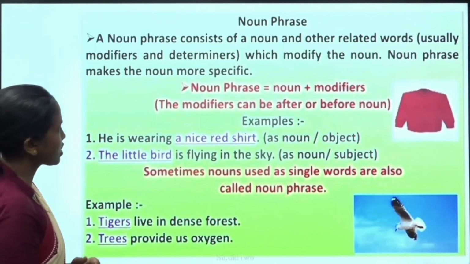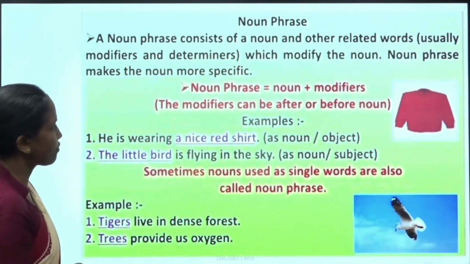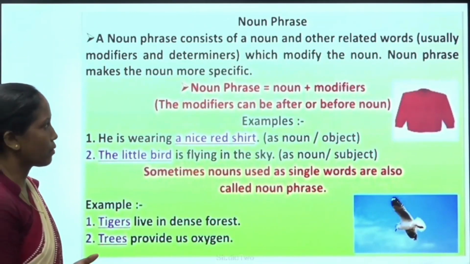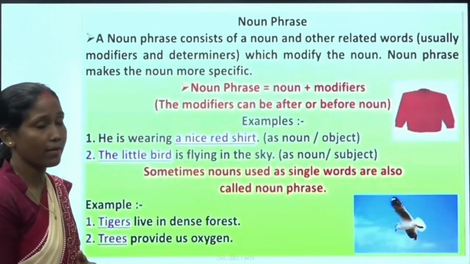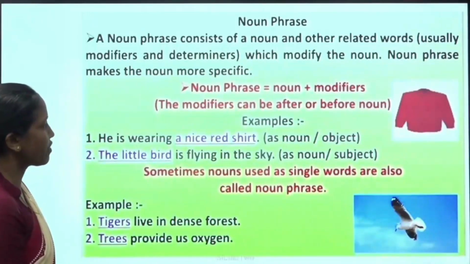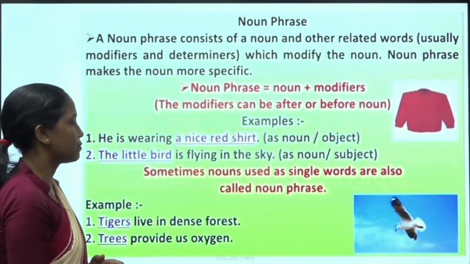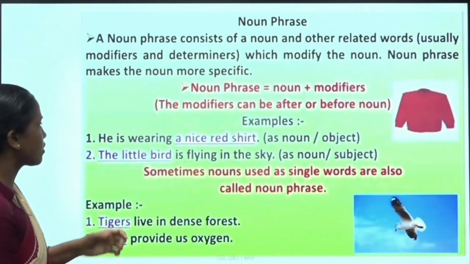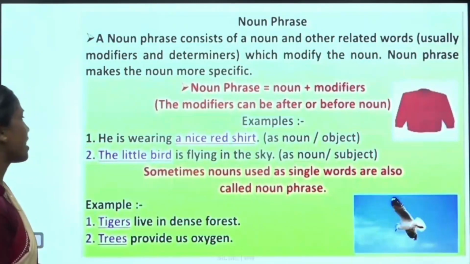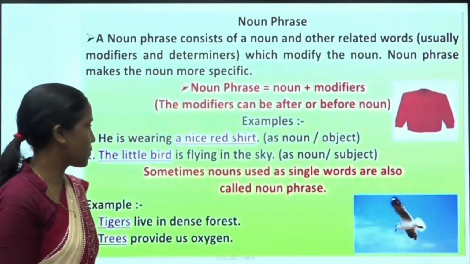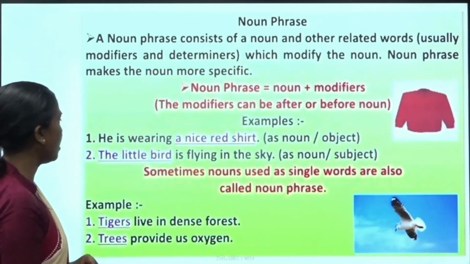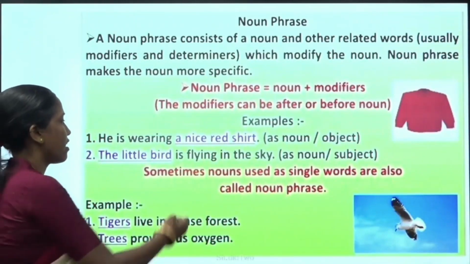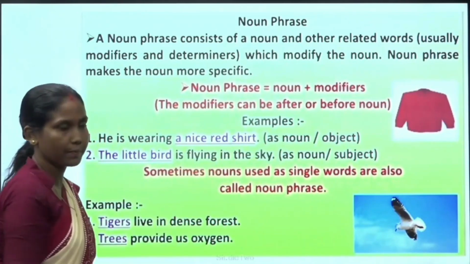So next you see students, the noun phrase. It is made up of noun plus modifiers. The modifiers can be placed after or before the noun. So here we can see some examples. He is wearing a nice red shirt. I repeat the example: he is wearing a nice red shirt.